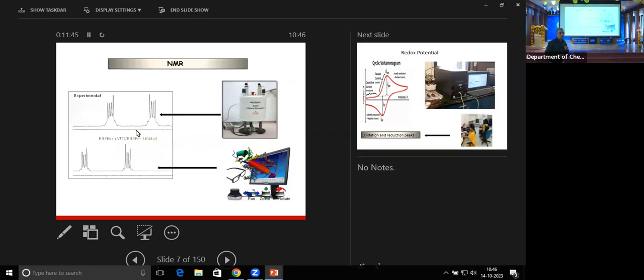NMR, very expensive. In fact, even if you want to get it, you have to send the sample somewhere. IR and UV, at least we can afford it, but NMR is even worse. Okay, here is one with experiment and theoretical. You are able to get almost similar kind of thing. So just see a molecule. We're talking about the analytical part, UV, IR, or even NMR. We're able to get it done using the simulation packages.